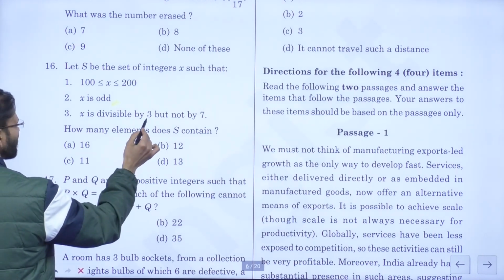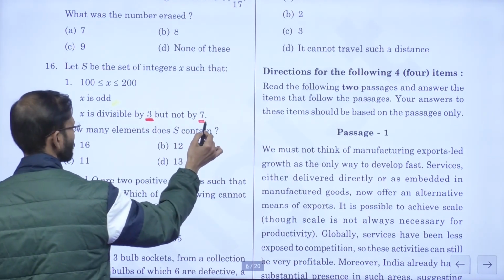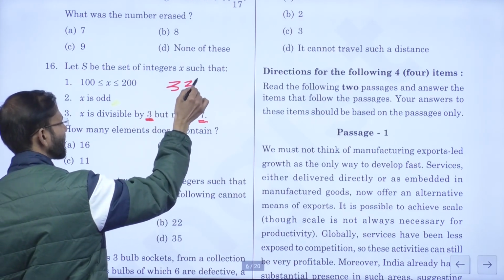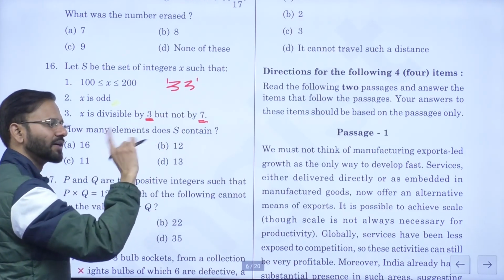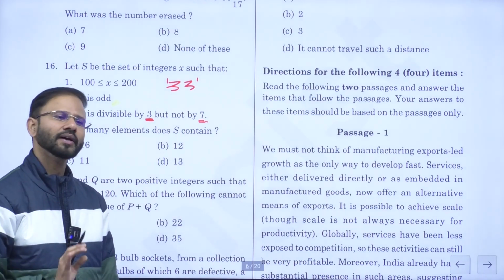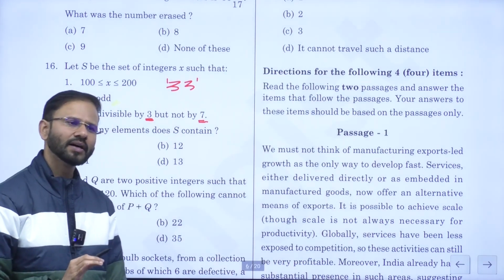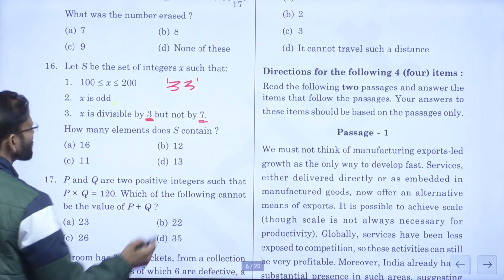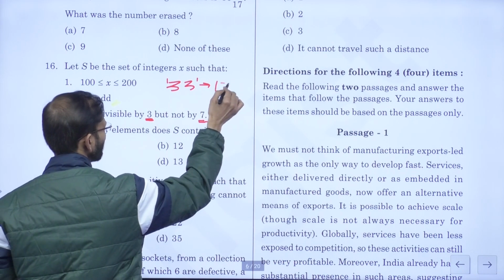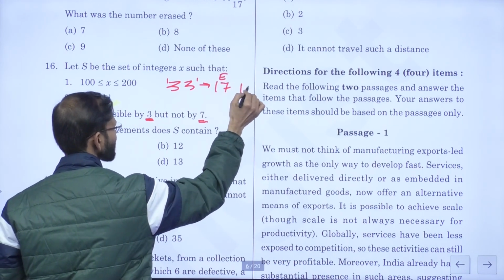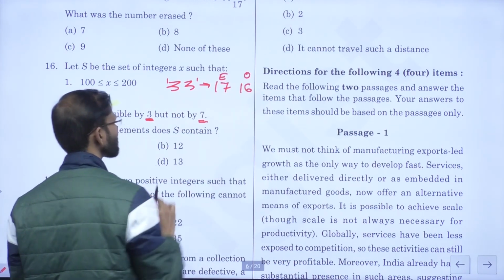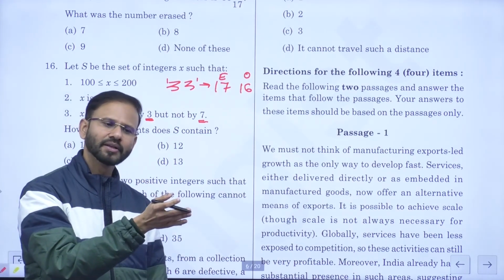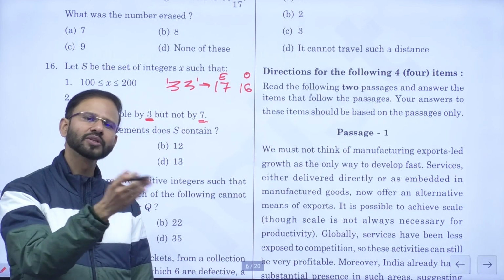Okay, x is divisible by 3 but not by 7. See guys, 33 numbers are divisible by 3 in 100 numbers, right? And out of that, how many of them are odd, how many of them are even? So out of these 33 numbers, 17 are even and 16 are odd. Why? Because it is starting with 102. The first number is even. Then obviously even number will be one more than the odd number.